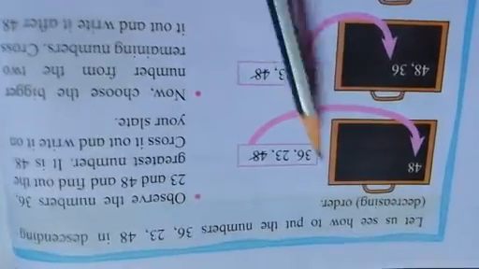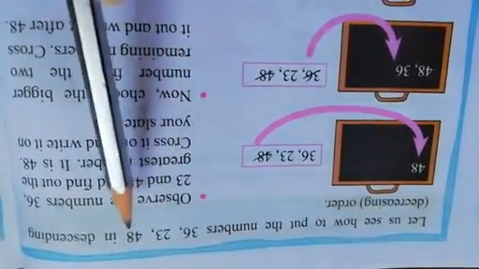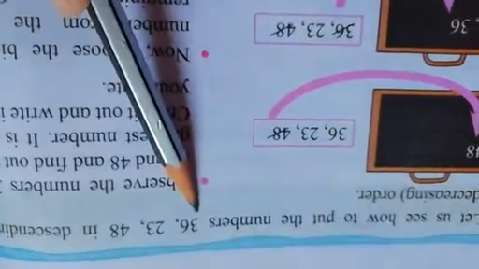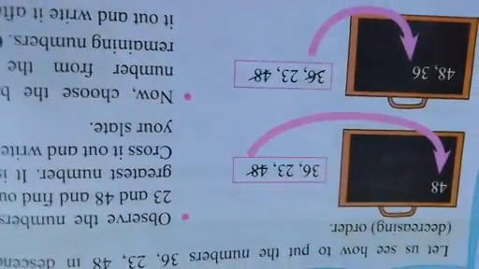Okay. Now see students, as we have seen ascending order, let us see how to put the numbers 36, 23, 48 in descending, that is decreasing order. Now in descending order we have to put number 36, 23 and 48. Descending order means decreasing order.